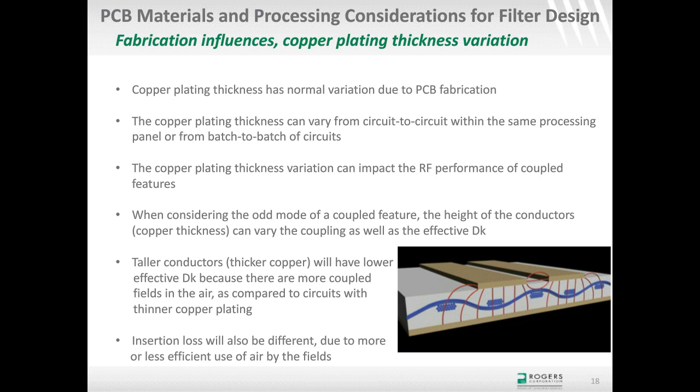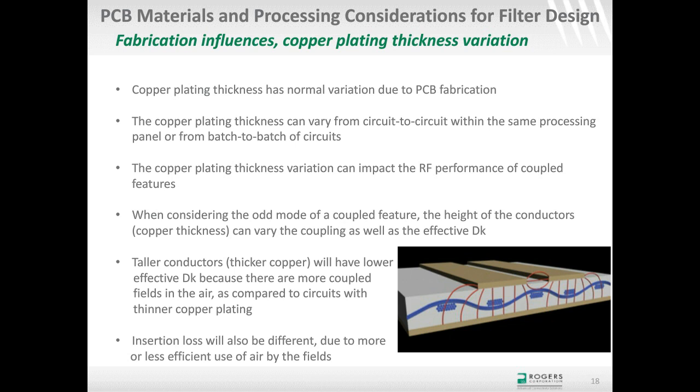copper plating thickness. For a coupled transmission line, which I'm showing here, a microstrip coupled transmission line, if you can imagine thicker copper, that means the conductors are taller, and now you have more area between the sidewalls of the coupled conductors, which means there's going to be more coupling in the air, and air is a low dielectric constant, obviously. As opposed to the same circuit with very thin copper, where the conductors are not as tall, the sidewalls have much less area, and you have less coupling in air. This coupling in air will make a difference in effective dielectric constant and phase response, and it can make a difference in insertion loss as well.